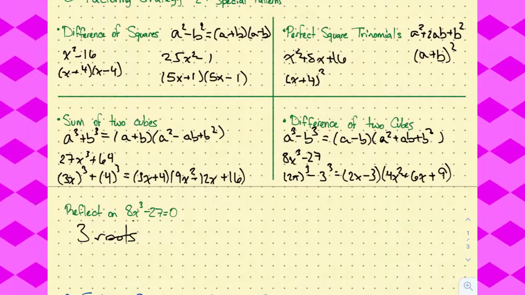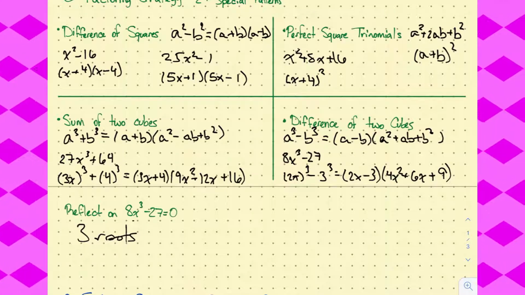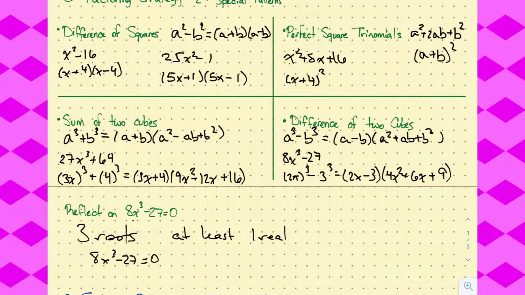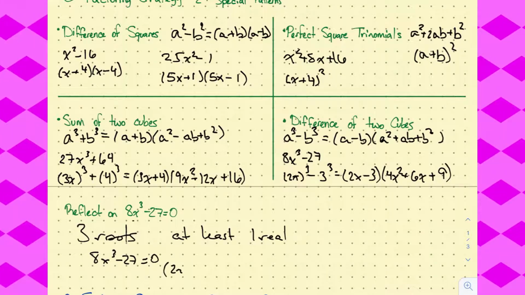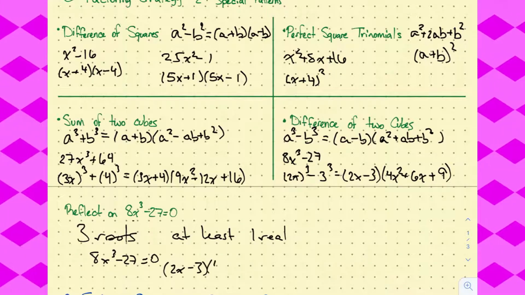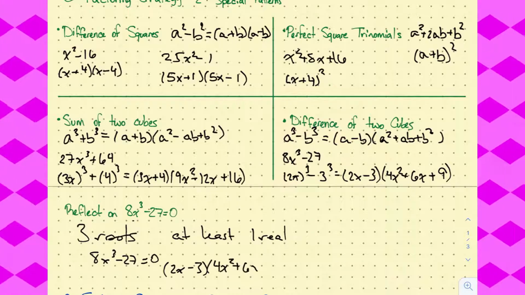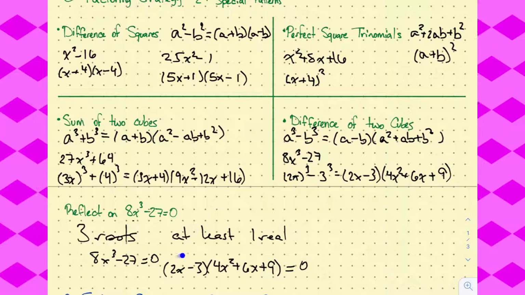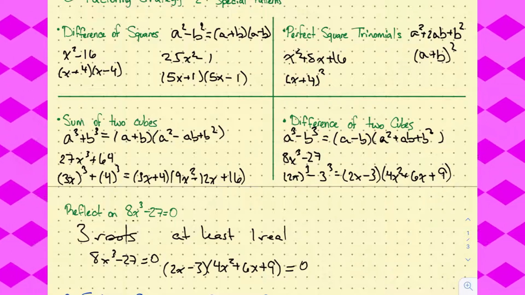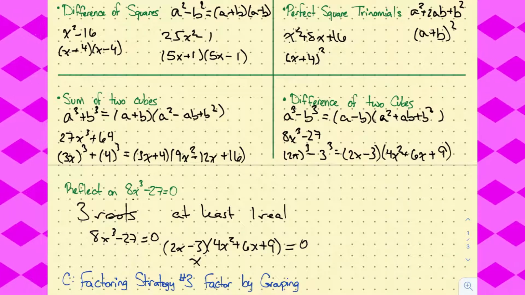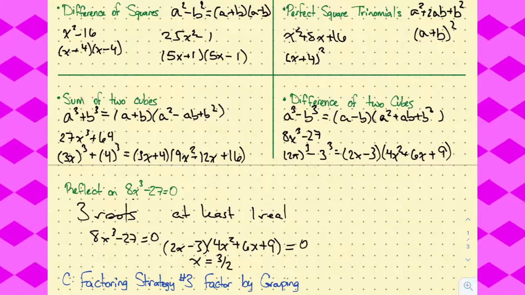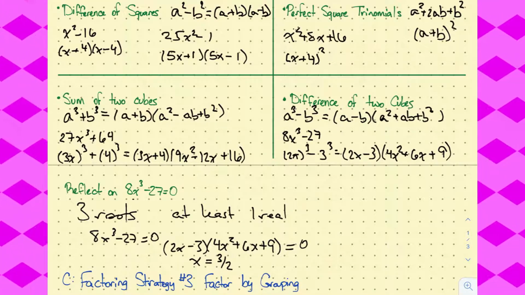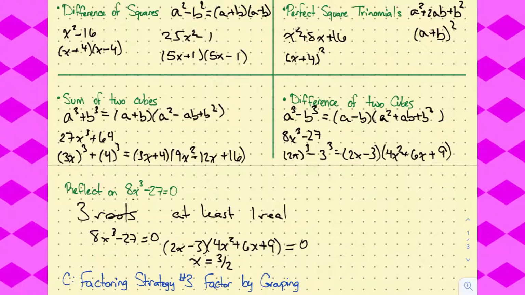Well, I can say for certain that it has at least one real root, because 8x cubed minus 27 equals 0 can be factored into what we just did, 2x minus 3, 4x squared plus 6x plus 9 equals 0. This tells me that if we set that equal to 0, it has a root at 3 over 2. That part of the equation has the other two roots, but I'll leave it to you to check to see if they are real or non-real.